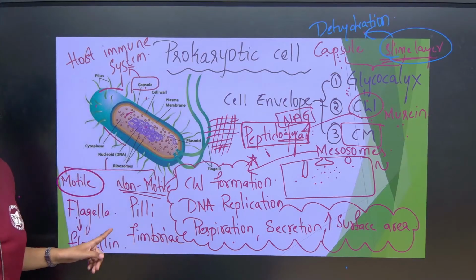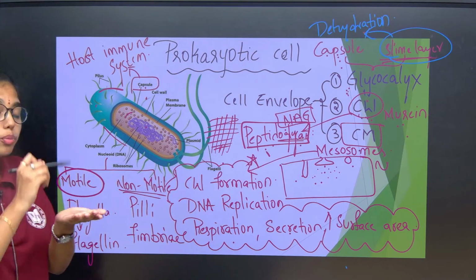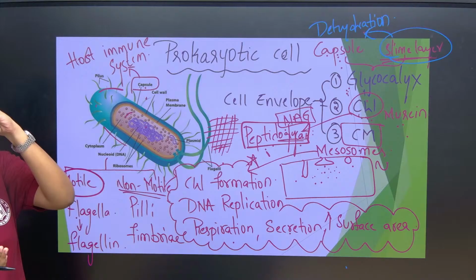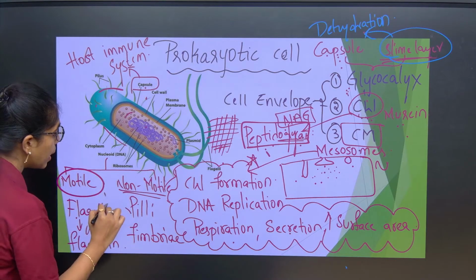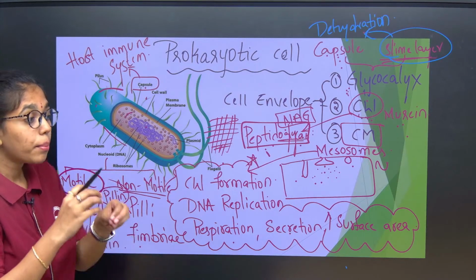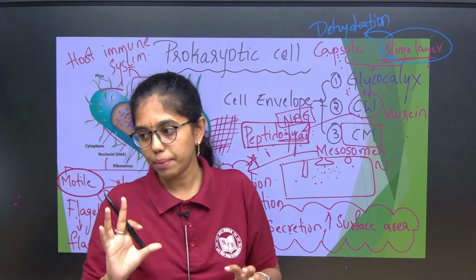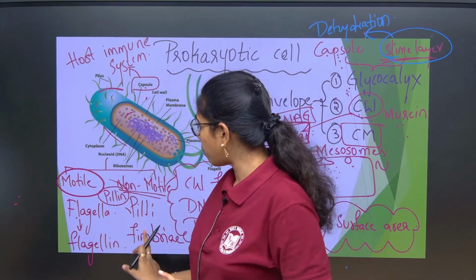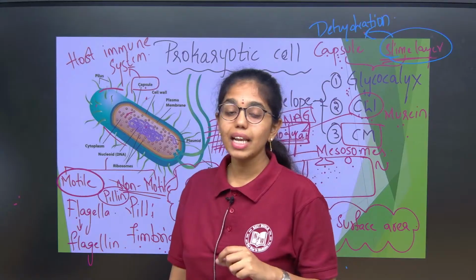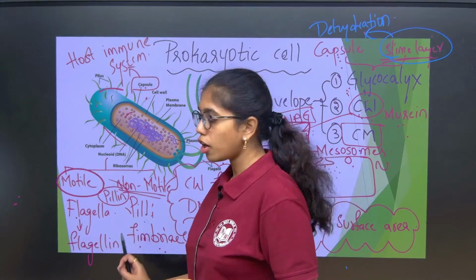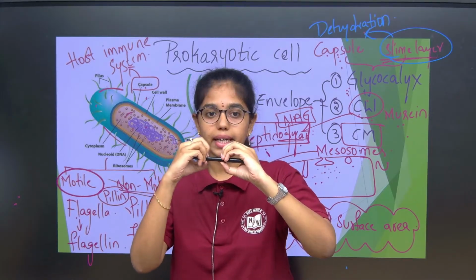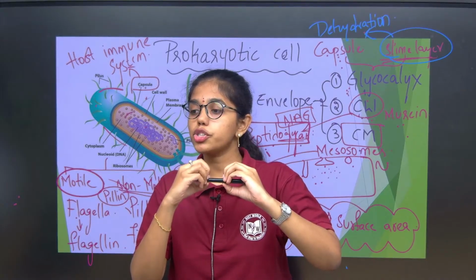Pili are called tubular extensions from the cell wall of the prokaryotic cell. They have a protein called pilin. Fimbriae are bristle-like structures sprouting out of the cell membrane. Remember these two descriptions of the non-motile structures. What is the function of pili? Attachment to the substratum and promoting conjugation between two bacteria, that is, promoting sexual recombination between the bacteria.